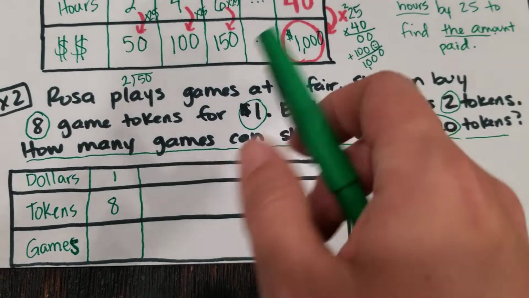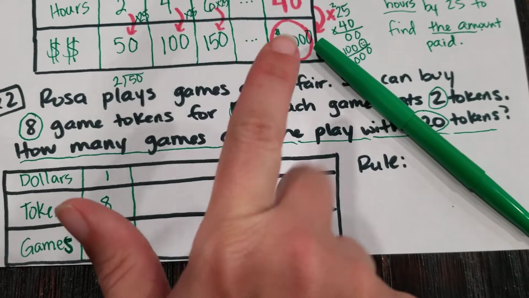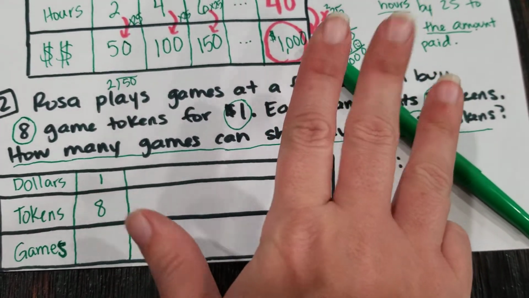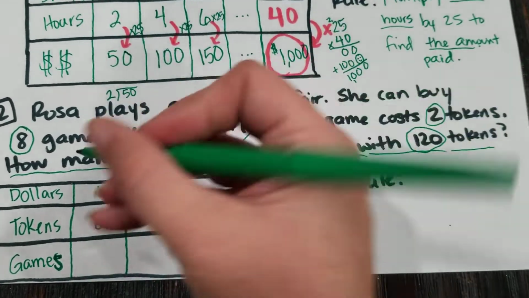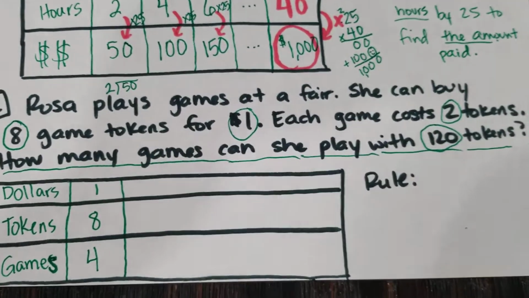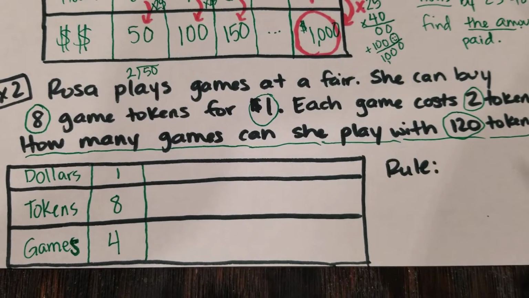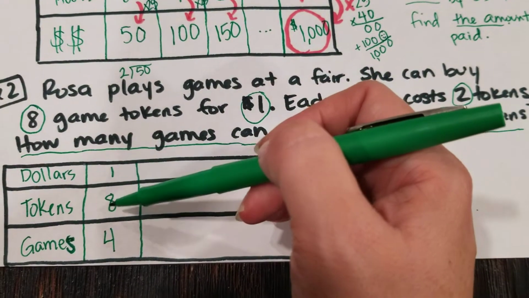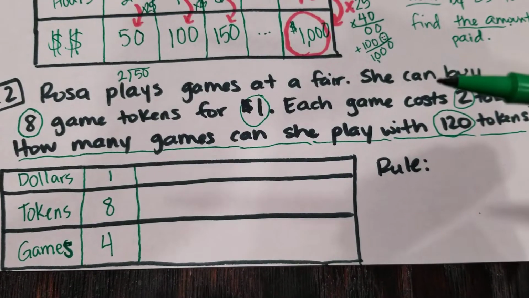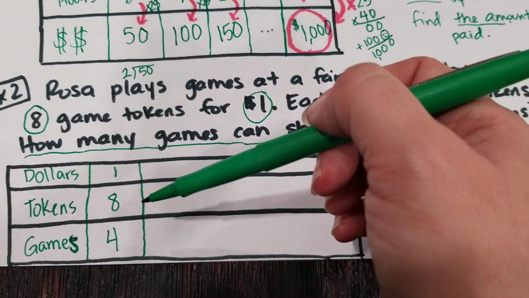If they're 2 each, we're going to count by 2s. 2, 4, 6, 8 tokens, and we played 4 games, right? So 4 games for $1 for 8 tokens. So $1, 8 tokens, 4 games. This table's a little different. Do you see what's going on here?